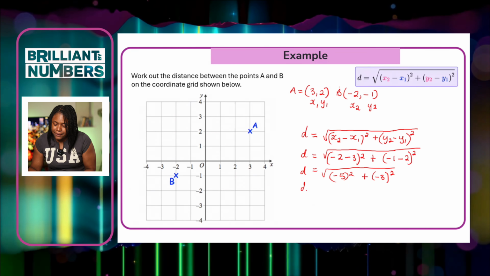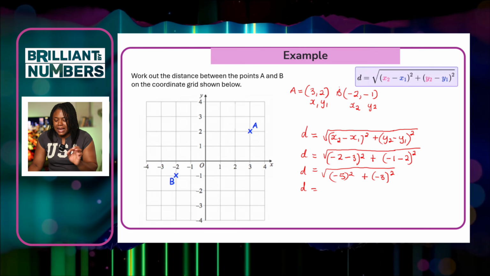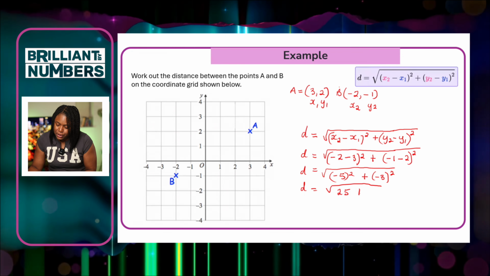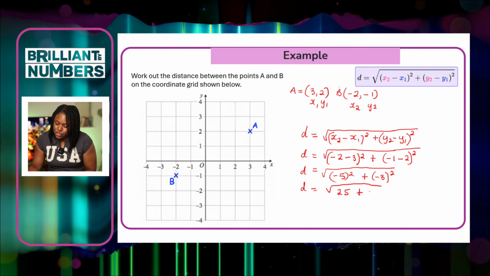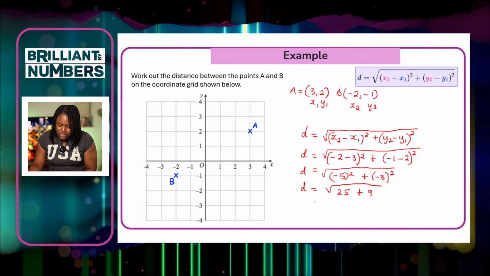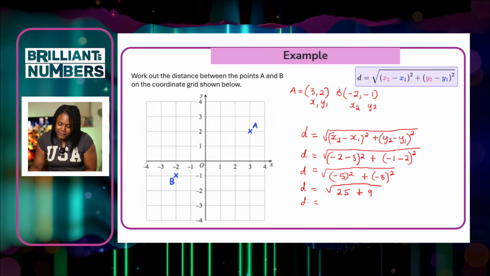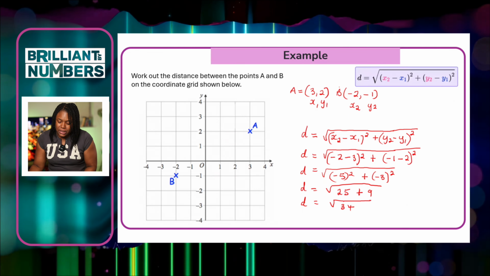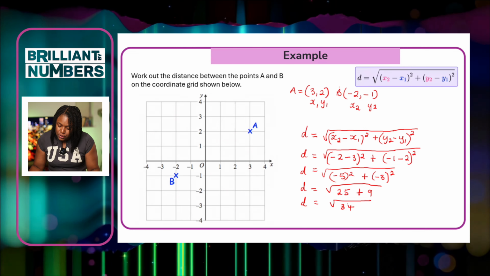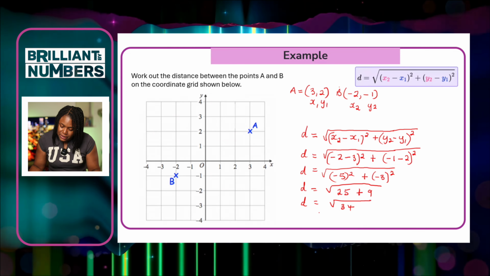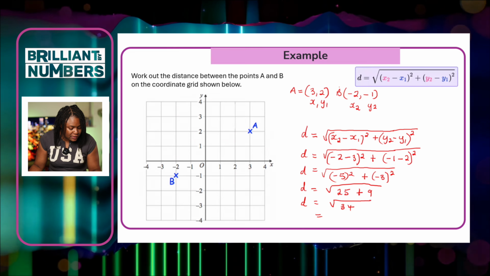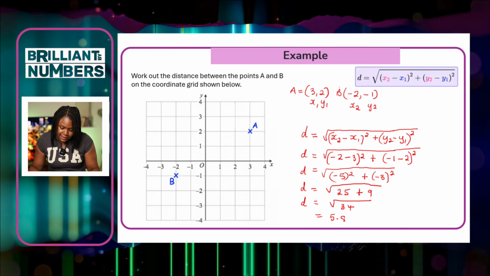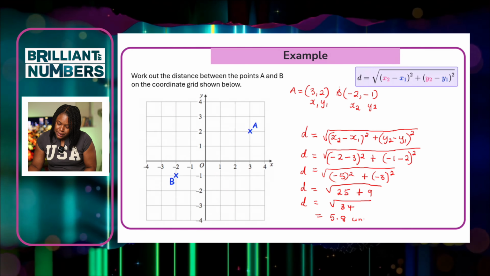So put back our D here. Minus 5 times minus 5 is positive 25. So that's 25 plus minus 3 times minus 3 is positive 9. So essentially we are adding 25 plus 9 and we need to find the square root of that. So we are doing square root of 34. So 25 plus 9, 34. Let's just put that in our calculator now. Square root of 34, we're going to give our answer to one decimal place. That is 5.8 units. Beautiful.